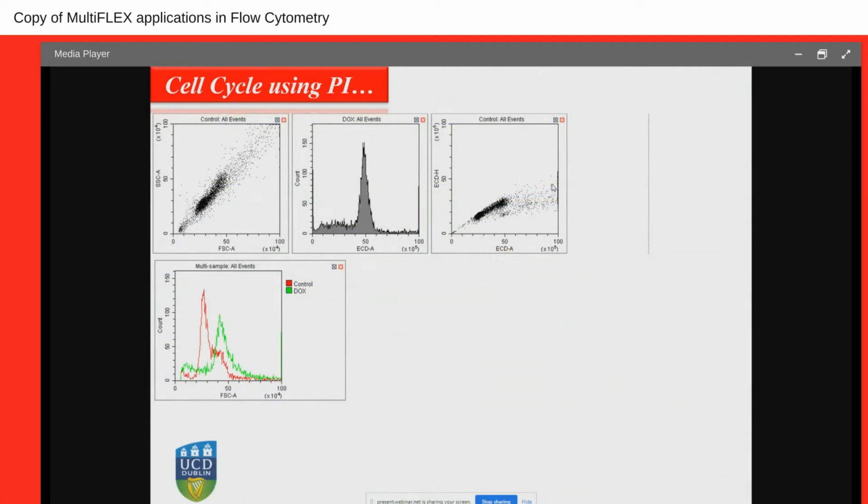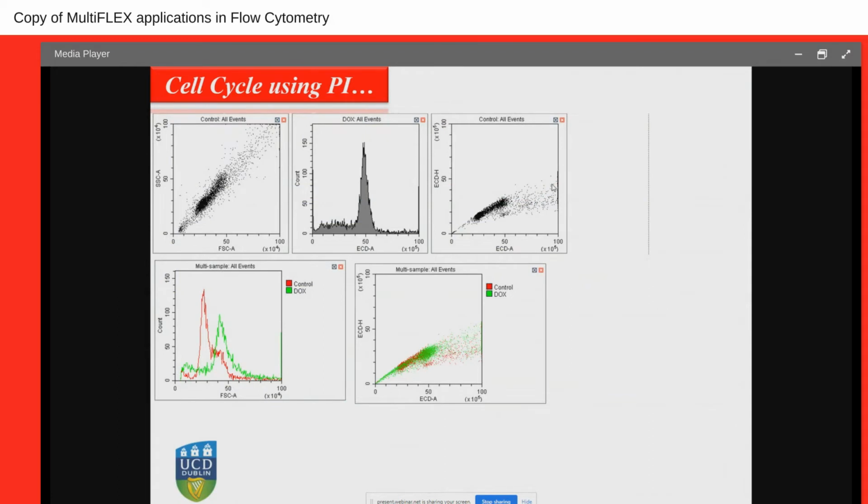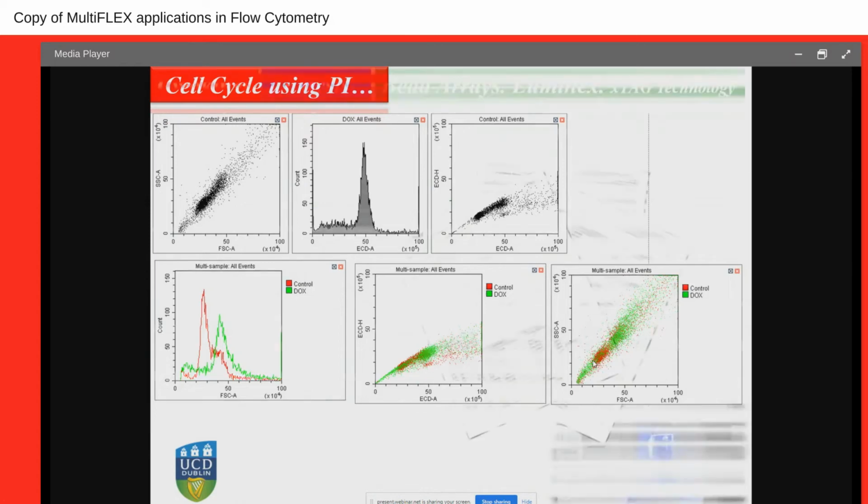And again, we can combine just cell cycle with other characteristics, like changes in the morphology, to characterize if my cells are growing and getting larger or not.